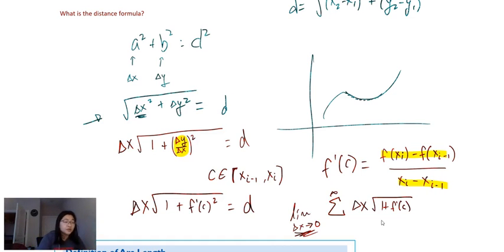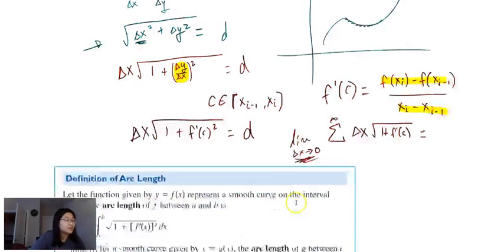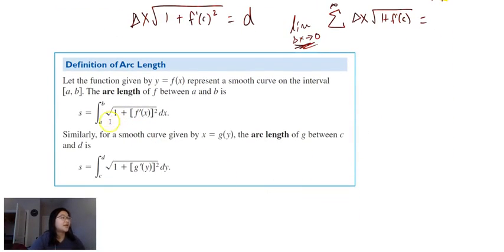So let's scroll down. We have the arc length as the definite integral from a to b, because that's our smooth curve's interval, of the square root of 1 plus f prime of x, quantity squared, with respect to x. So the delta x is the dx, the 1 plus f prime of c is right there, and then we're square rooting all of that, and we're looking at an interval.